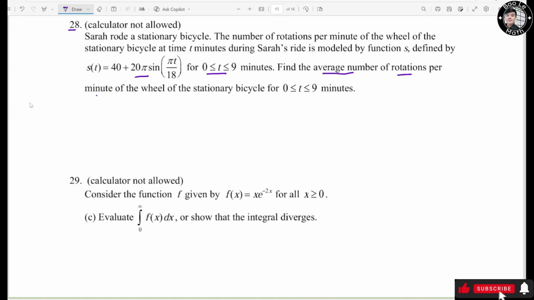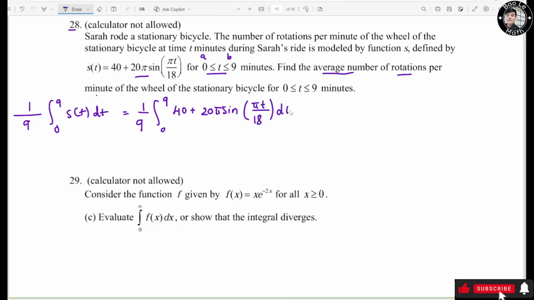So we have 1/(b minus a). This is a, this is b, so it could be 9, right? Integral from 0 to 9 of s of t dt, right? So it could be 1/9 times the integral from 0 to 9 of 40 plus 20 pi sine of pi t over 18 dt, right? So it's going to be 1/9 times 40t, right?